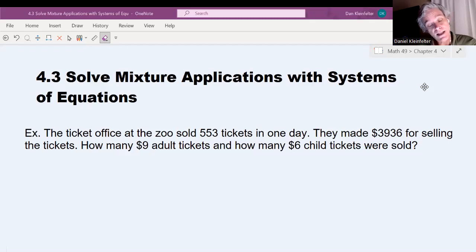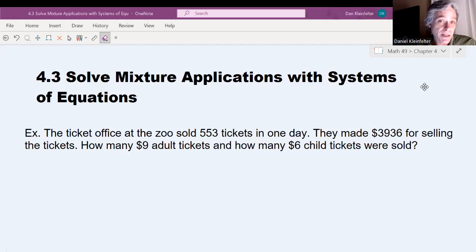So here the story is a ticket office at the zoo sold 553 tickets in one day. They made a certain amount of money, $3,936, for selling the tickets. And then it asks how many $9 adult tickets and how many $6 child tickets were sold. So we want to know how many adult tickets and how many child tickets were sold. The two attributes in this question are the numbers of tickets of the two different types, child and adult, and also the dollar amounts that are earned for selling these two different kinds of tickets. So we're going to have two different equations. One equation will be about tickets, and one equation will be about money.